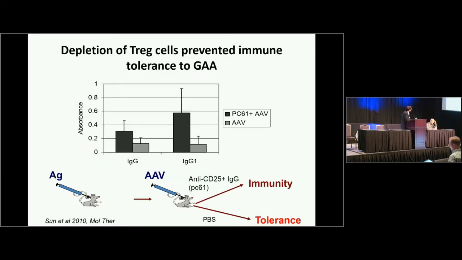We know that Tregs are important, having performed an experiment to deplete Tregs with an anti-CD25 antibody. So if the mice received our tolerogenic vector followed by anti-CD25, they did form antibodies against GAA, whereas the mice that received the vector and had intact Tregs didn't form antibodies, and they're mainly IgG1.